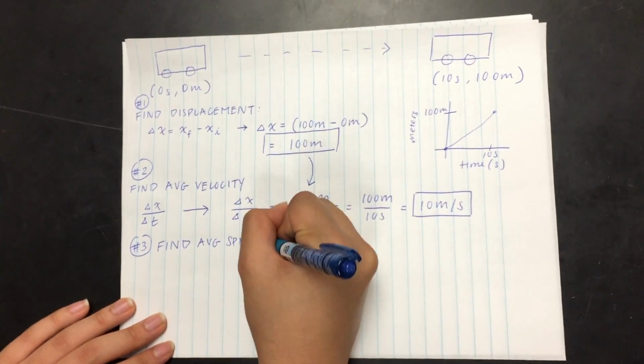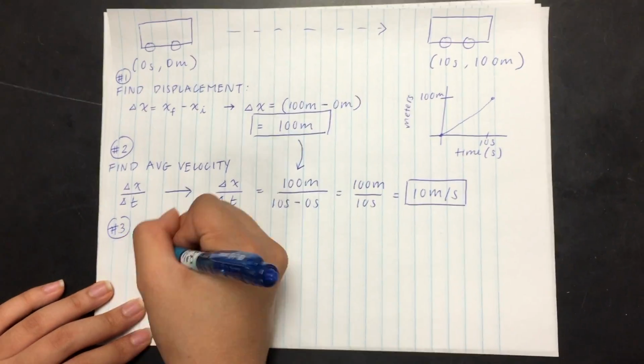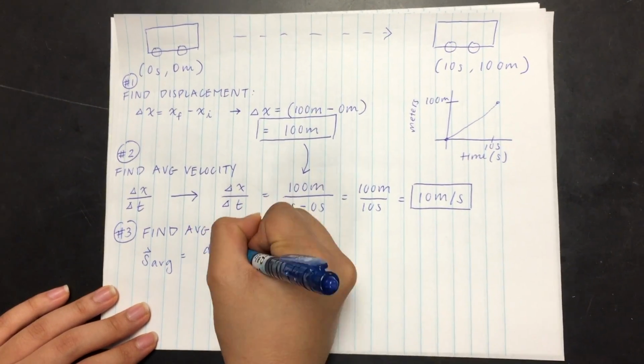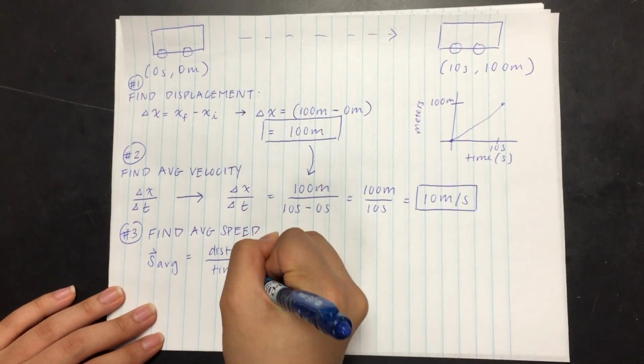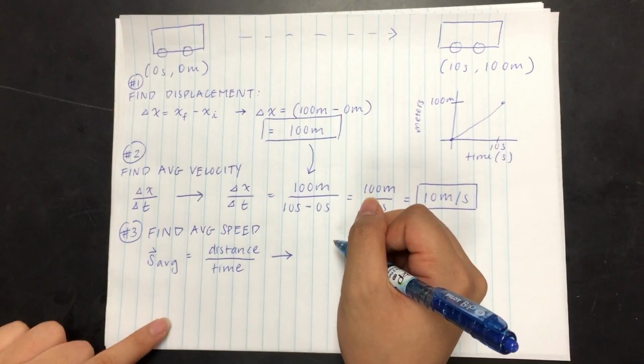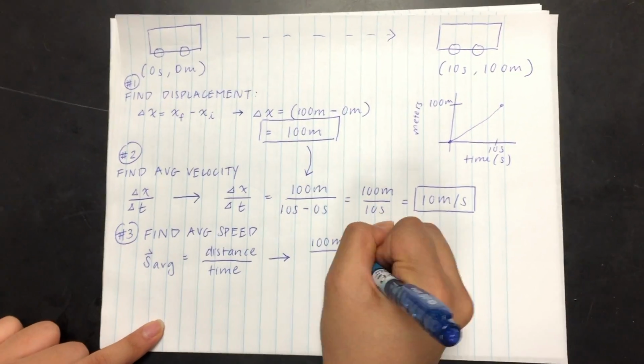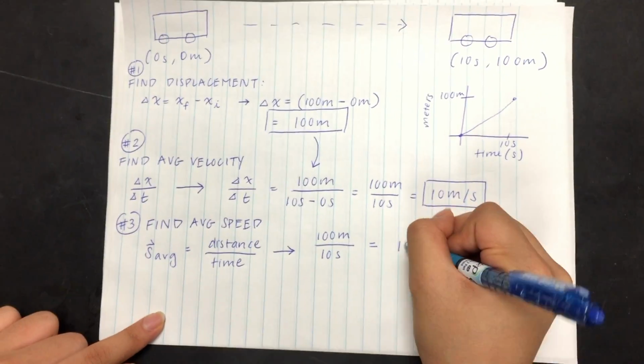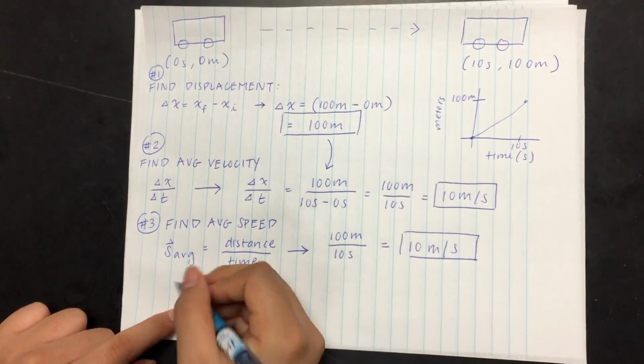Now we're going to try to find the average speed of the car. The formula is distance over time. The distance traveled is 100 meters, and the time it took was 10 seconds. We divide these two numbers and get 10 meters per second.